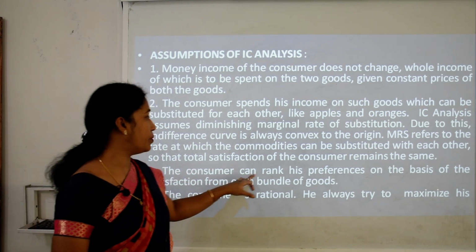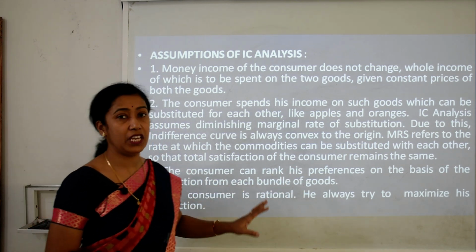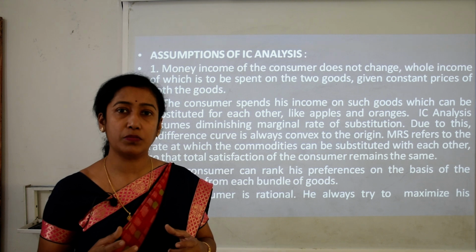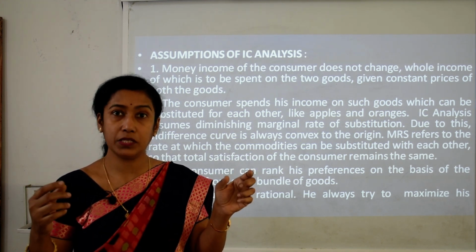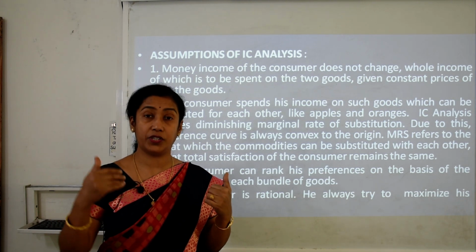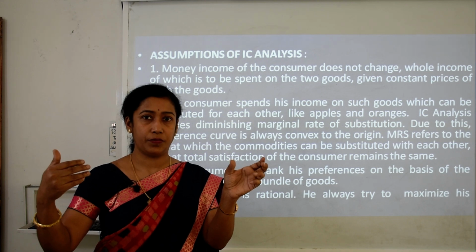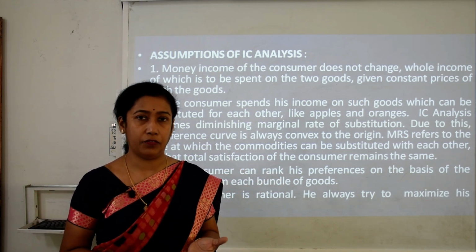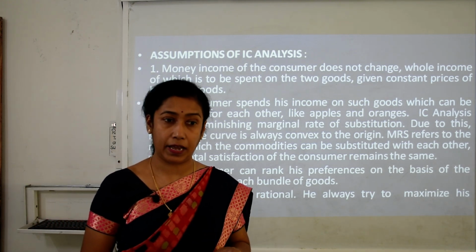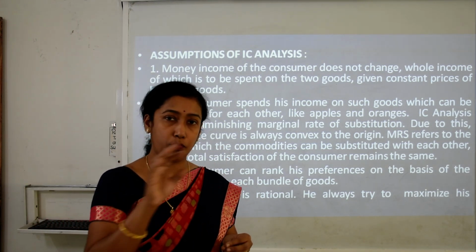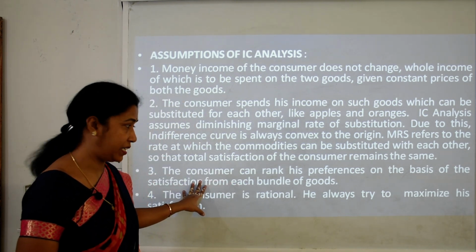Third point is the consumer can rank his preferences on the basis of the satisfaction from each bundle of goods. Now here a bundle of goods can be a combination of 2 oranges and 3 apples. That means for maximizing his satisfaction, he needs 3 apples and 2 oranges. Any combination he can have. Whatever bundle of combination he will have or prefer for both the substitute goods must be giving him maximum satisfaction.